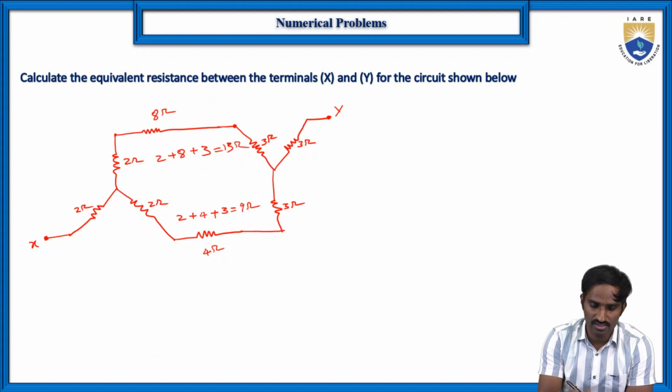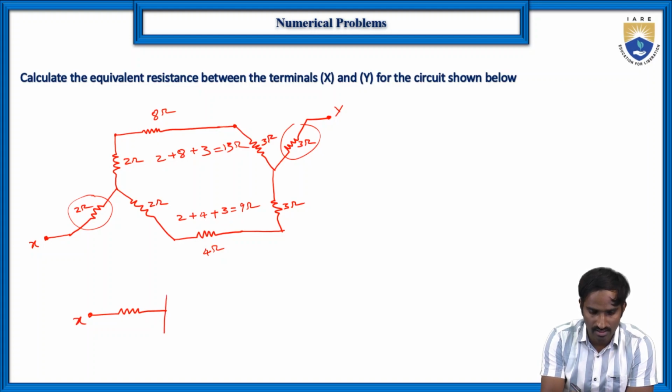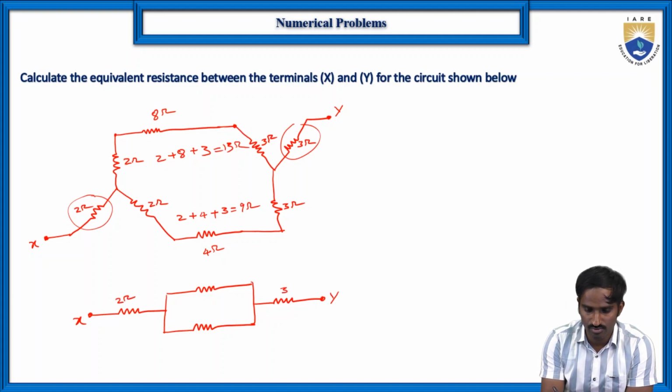So now the circuit is, because again here this 2 ohms is there and these 3 ohms is there. Let us draw the 2 ohms which is connected to the terminal X. And here, in between these two terminals, one is a 13 ohms resistor, and here one is, sorry, the 9 ohms resistor, and again here a 3 ohms resistor is there which is connected to the terminal Y. So here it is a 2 ohms resistor, here a 3 ohms resistor, here a 13 ohms resistor, and here a 9 ohms resistor.